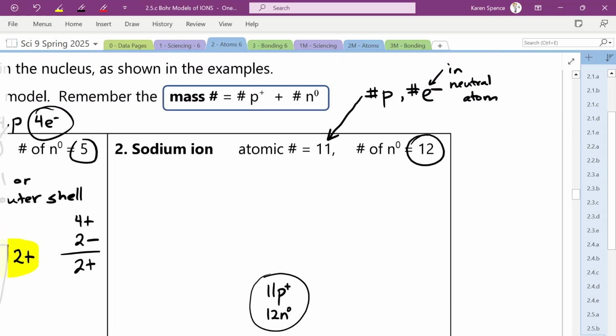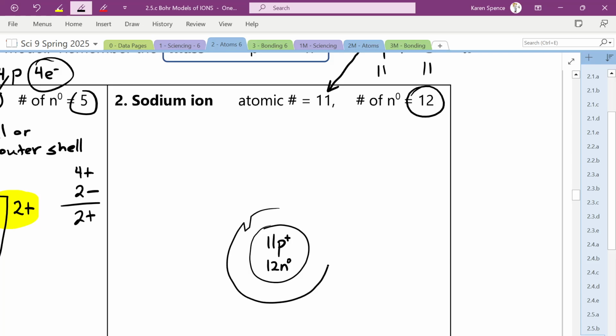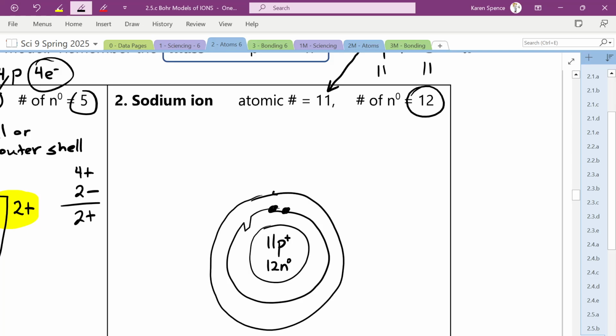And now we want to add in all the electrons in a neutral atom. So we have 11 protons and 11 electrons. So we're going to draw 11 electrons. 1, 2, 3, 4, 5, 6, 7, 8, 9, 10.